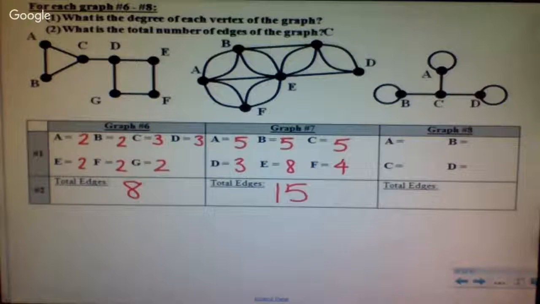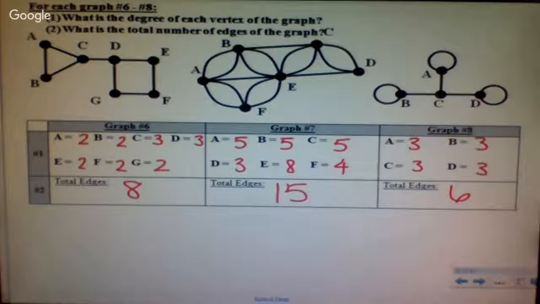Okay, finally, graph 8. A has a degree of 3. B, 3. C, 3. D, 3. Total edges: 6. Remember, your loop only counts as 2 when we're talking about degrees. It's still only 1 edge.